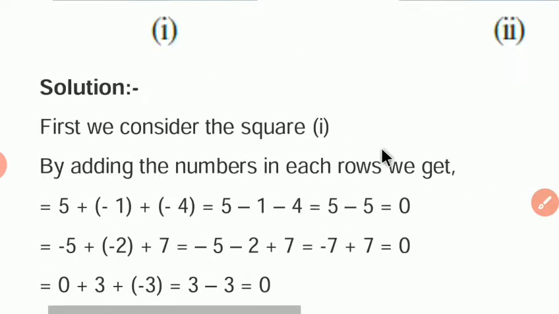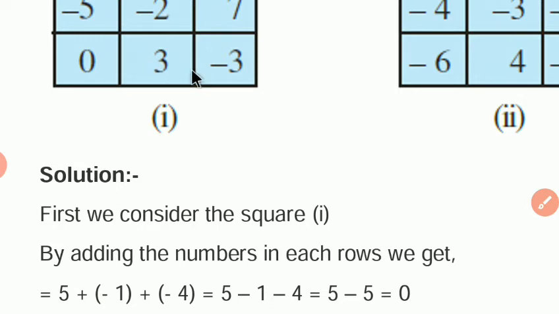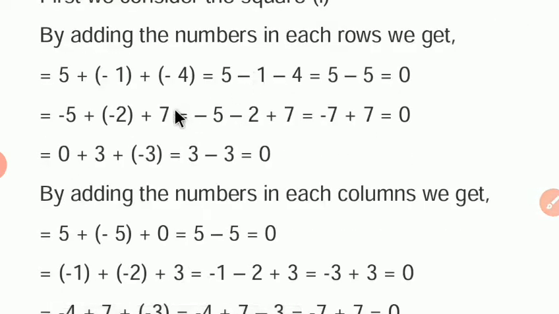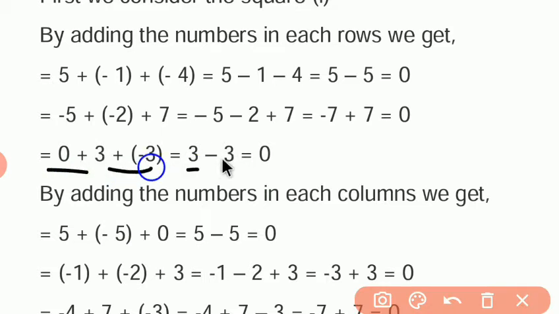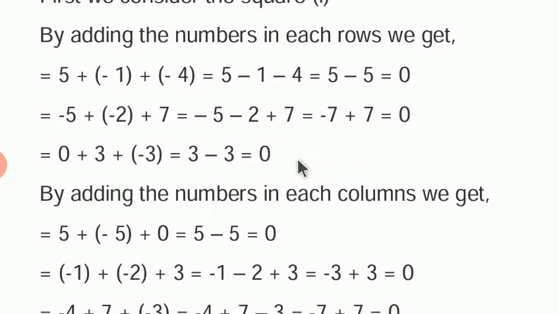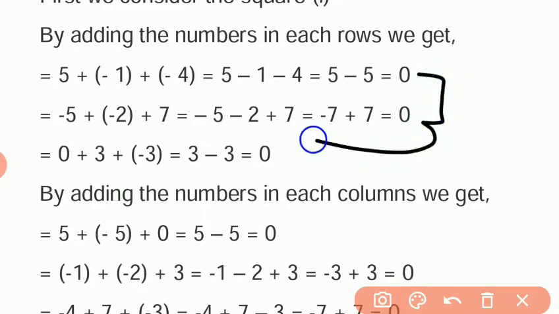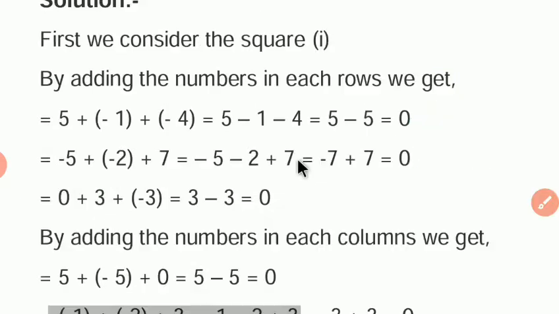Now next, the third row: 0, 3 and minus 3. So 0 plus 3 plus of minus 3. 0 plus 3, 3 plus into minus, minus 3. So 3 minus 3 is equal to 0. Here you can see that the sum of all the rows is equal to 0. Now we'll check the sum of columns.